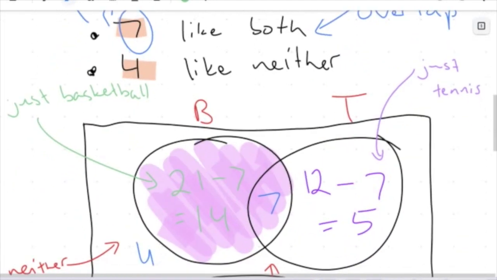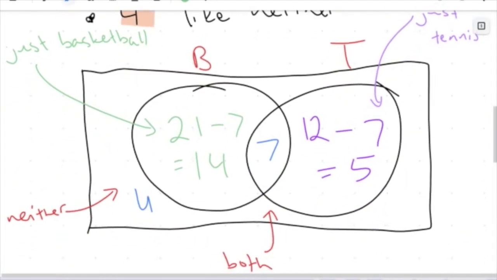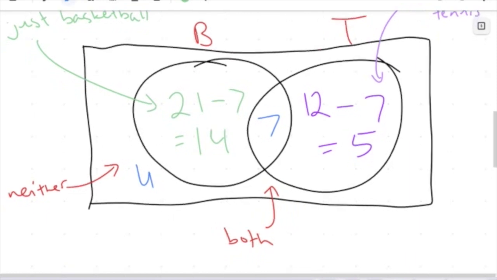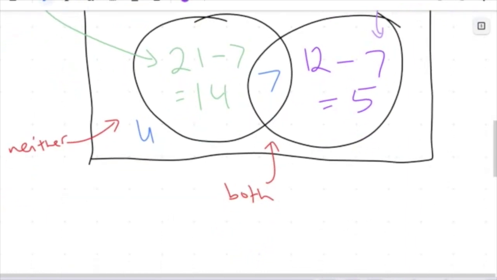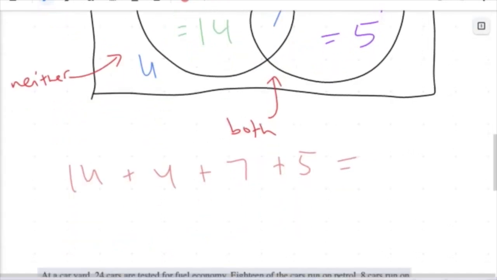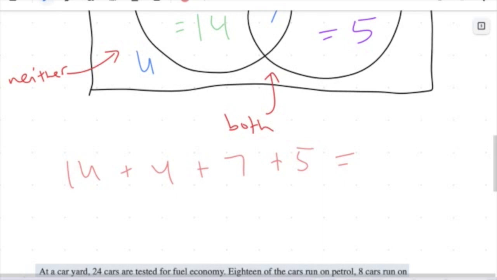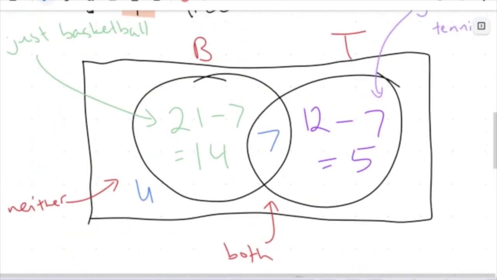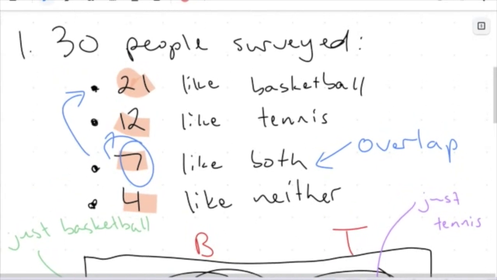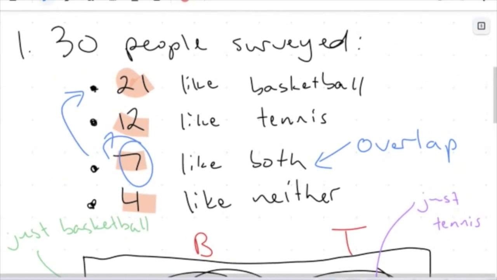So now I don't have any discrepancies here. And if I add these together, 14 plus 4 plus 7 plus 5, that gives me 14 plus 4 gives me 18, and then 7 plus 5 gives me 12, so I get 30. I get my original amount of people.